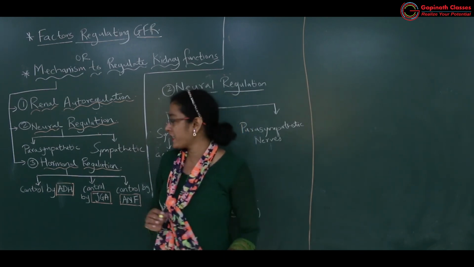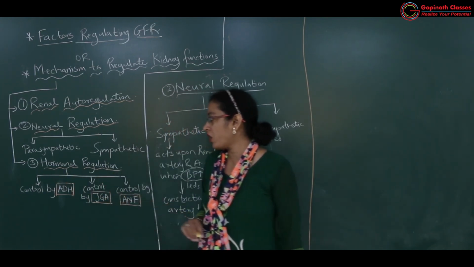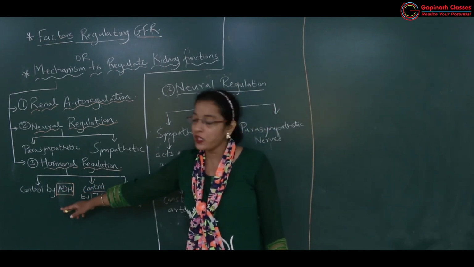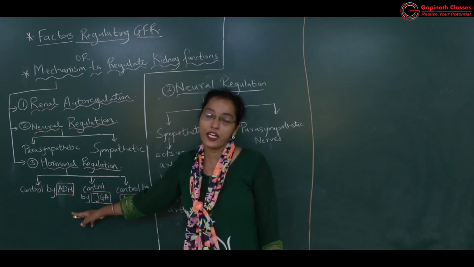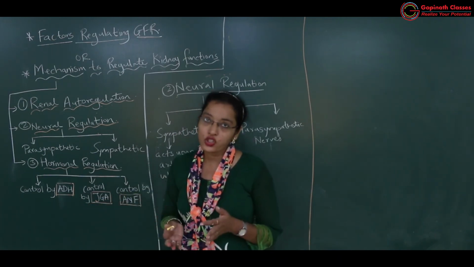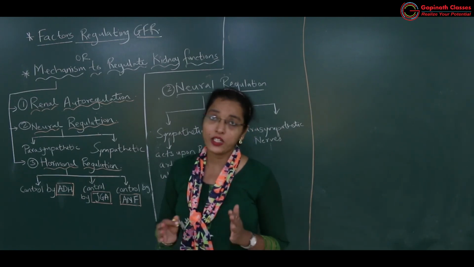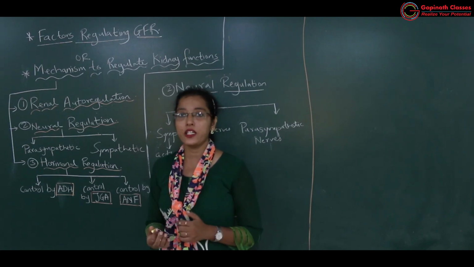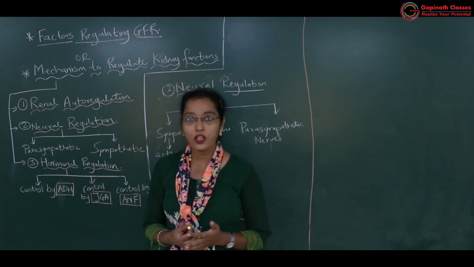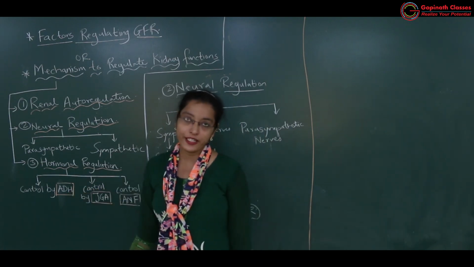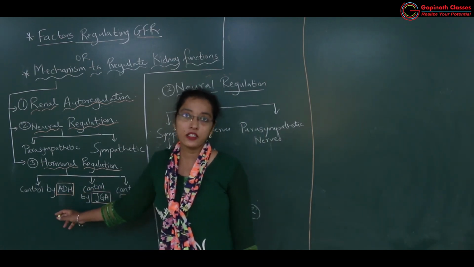Okay. So in the next lecture we will be learning about the hormonal regulation. In hormonal regulation, the first one is control by ADH, that is antidiuretic hormone. अगर वाटर का शॉर्टेज हो गया बॉडी में, if there is less intake of water, what exactly happens, and if there is excess intake of water, what exactly happens due to secretion of ADH. That we will be learning in the next lecture.